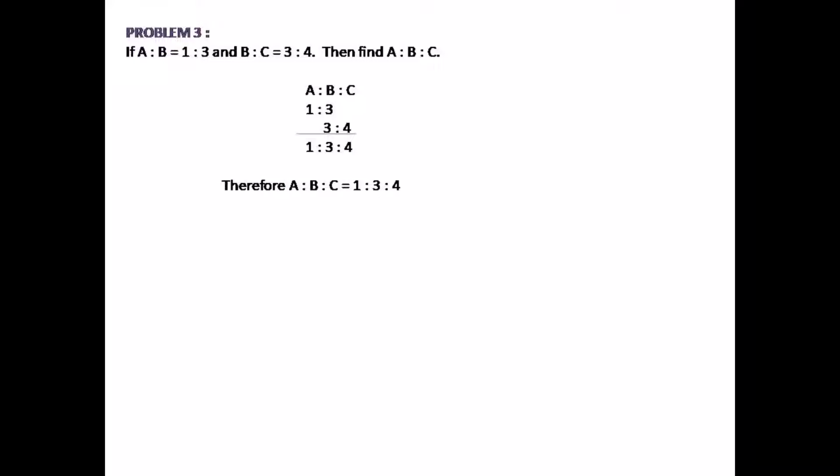If A is to B equals 1 is to 3 and B is to C equals 3 is to 4, then find A is to B is to C. A is to B is to C: 1 is to 3, 3 is to 4. In both the ratios, the value of B is 3. So A is to B is to C can be written as 1 is to 3 is to 4. Therefore A is to B is to C equals 1 is to 3 is to 4.